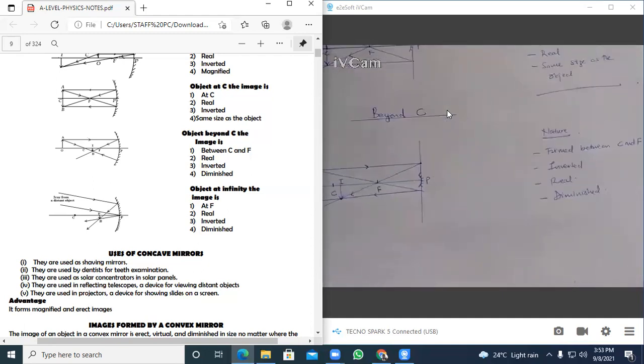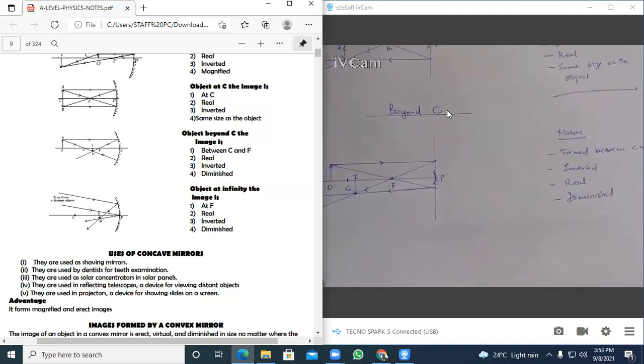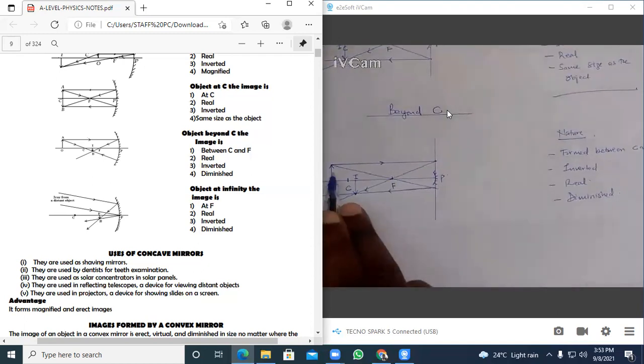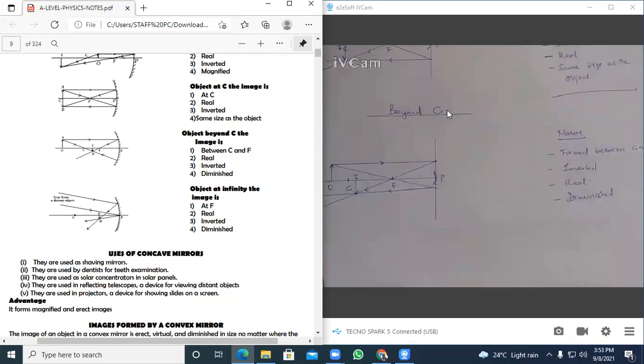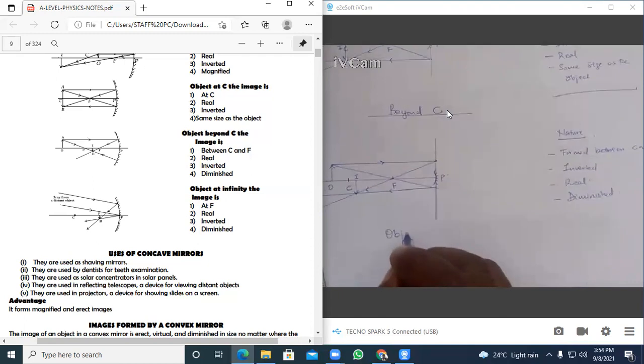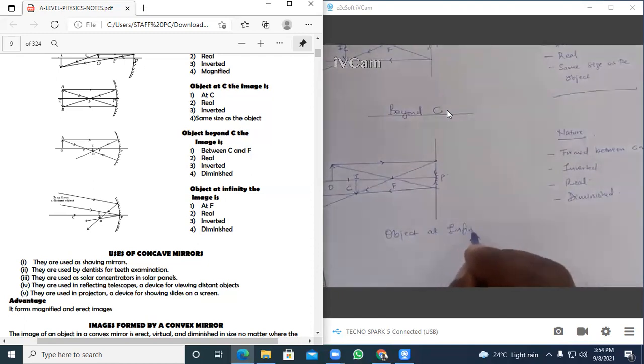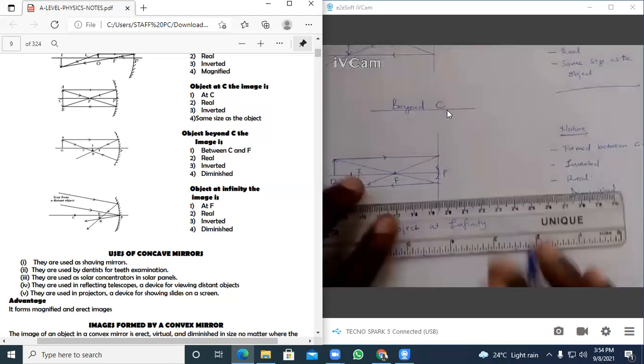It is diminished. So diminished, it is not of the same size as that of the object. The size has reduced. And then lastly, object at infinity. Object at infinity.